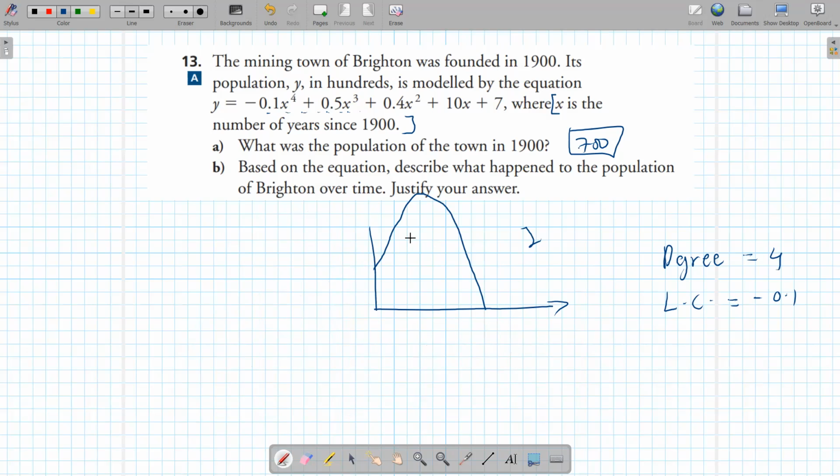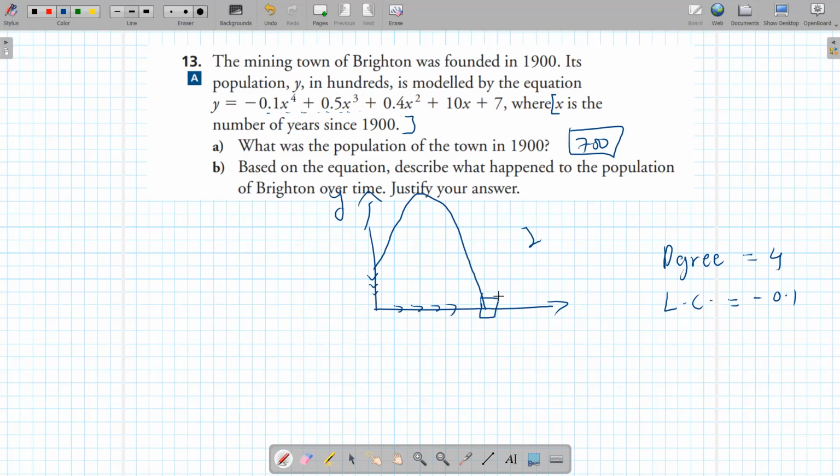Now describe the trend that you see. What's happened to the population as time went on? It peaked and then it went down. It peaked, went down to where? 0, exactly. What happened to the population? It peaked and then it died. The town died. It ceased to exist, right?